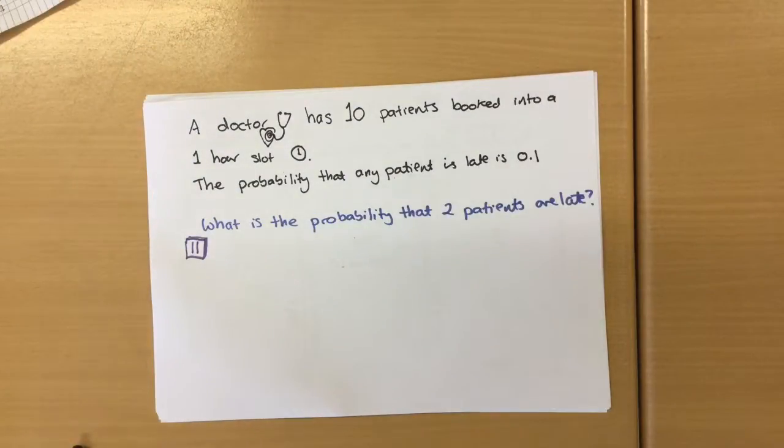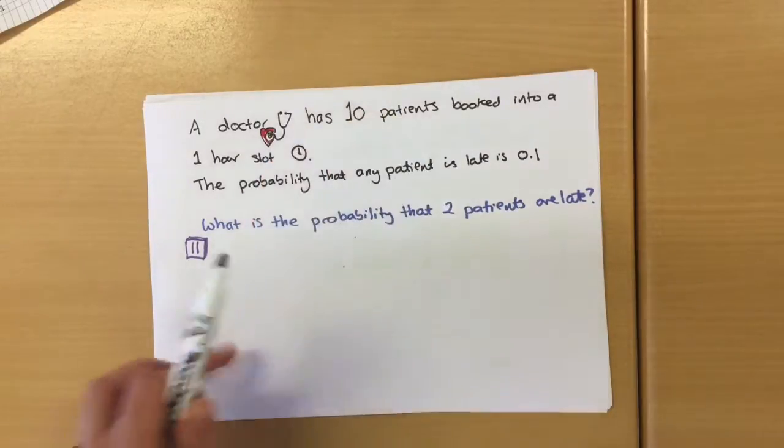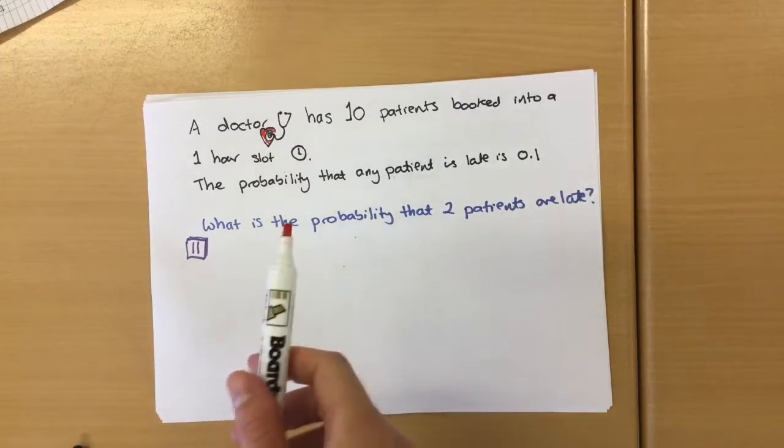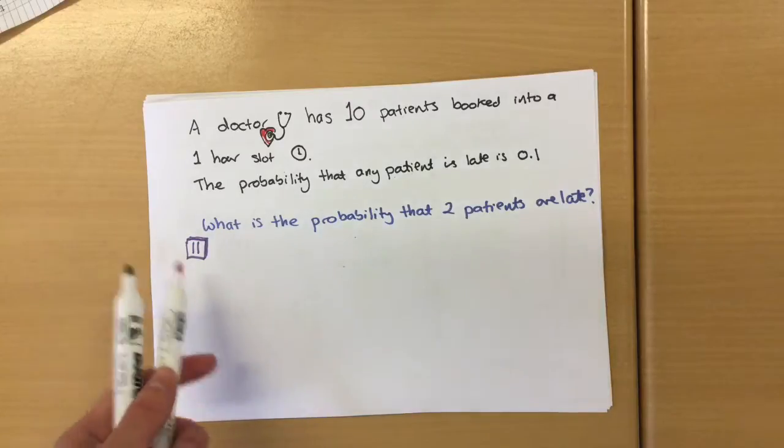A doctor has 10 patients booked into a 1 hour slot in his practice. The chance that any single patient is late is always 0.1. I want to know, what is the probability that 2 patients are late? Pause it and have a go.